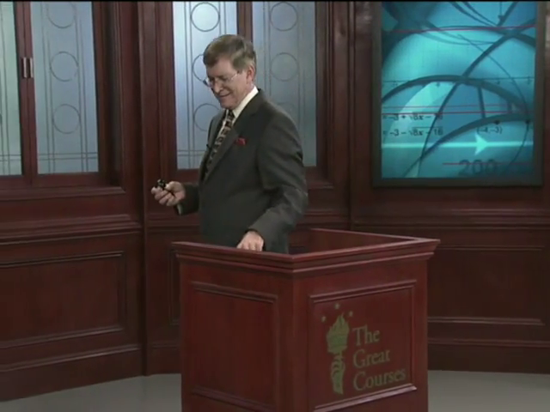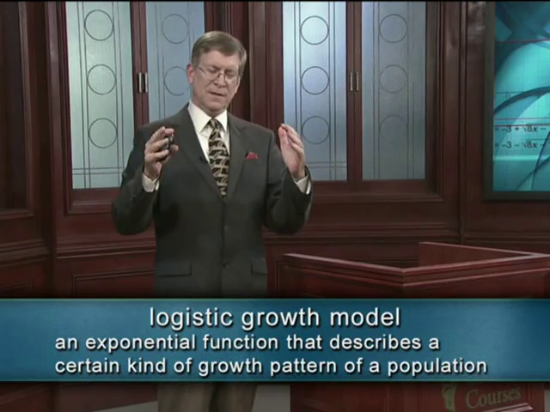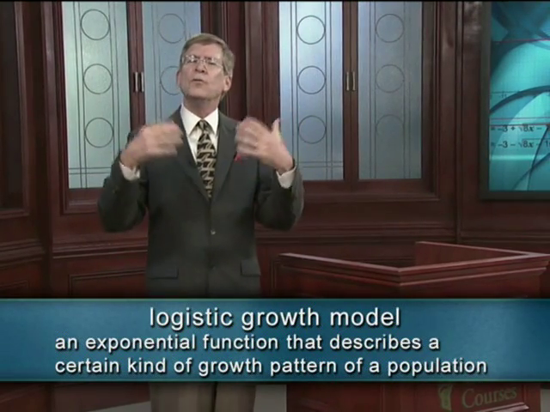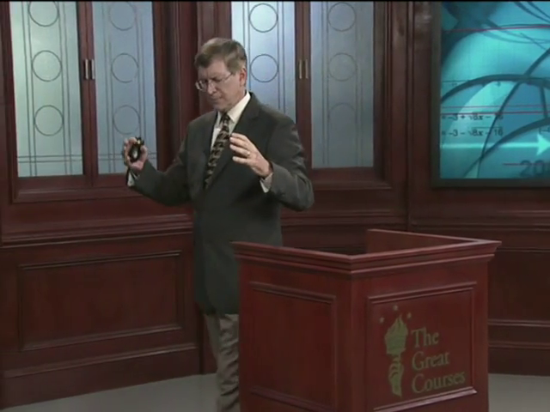Let's turn now to a model that appears a lot in calculus books now. It's called the logistic growth model. And again, it's an exponential function that describes a certain kind of growth pattern of a population. The logistic growth models are usually used when you have a population that might grow very, very quickly for a while. And then the growth rate kind of levels off. It doesn't grow as fast. That could be due, for example, because the population runs out of food. So it grows real fast, and then there's no more food left, so the reproduction rate goes down.